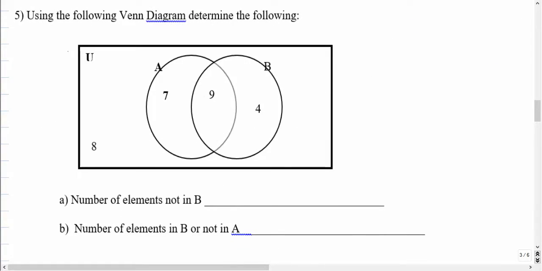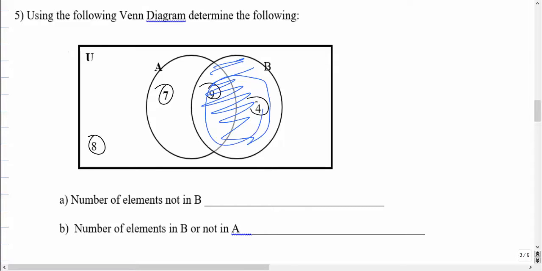Use the following Venn diagram, determine the following. Okay, when I use a Venn diagram, what's inside the Venn diagram are the actual elements in that particular region. So for question A, the elements which are not in B, okay, well let's highlight B. See, here's B. B is this entire circle, and we want everything not in B. So the two numbers not in B are 8 and 7. Since these are disjoint regions, I know I'm not going to overcount. So 8 plus 7 is 15.